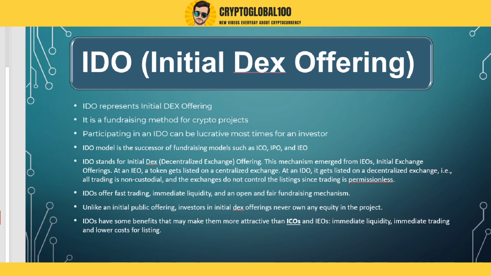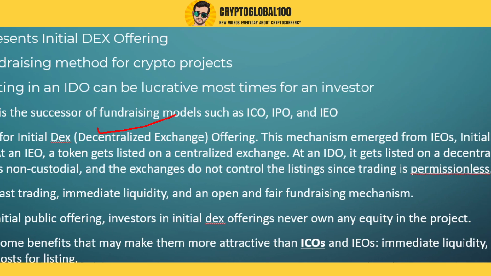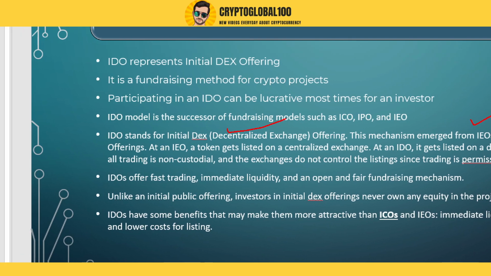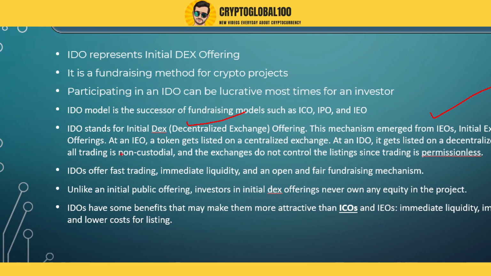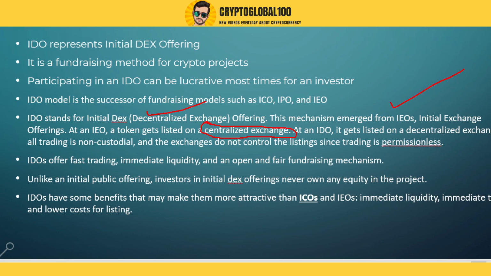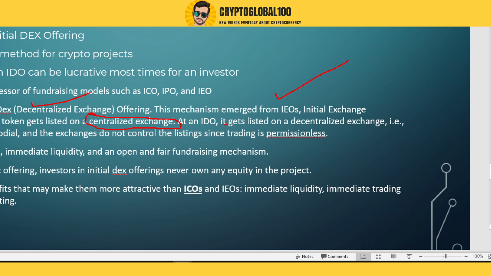IDO stands for initial DEX offering. DEX means decentralized exchange, so it's a decentralized offering. This mechanism emerged from the IEOs, which I mentioned a few moments ago. In an IEO, the token gets listed on a centralized exchange. Got it? But in an IDO, it gets listed on a decentralized exchange.